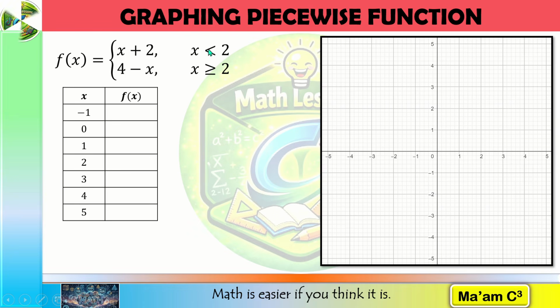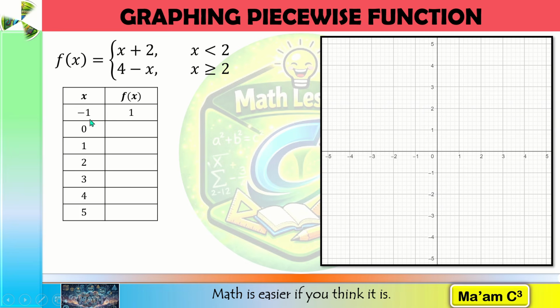Our conditions are x is less than 2, that's why I have here x negative 1, 0, 1, and then x greater than or equal to 2: 2, 3, 4, 5. So let us substitute one by one these values of x. Negative 1 falls on less than 2, so we're going to use this condition. So let's substitute negative 1. Negative 1 plus 2 is positive 1.